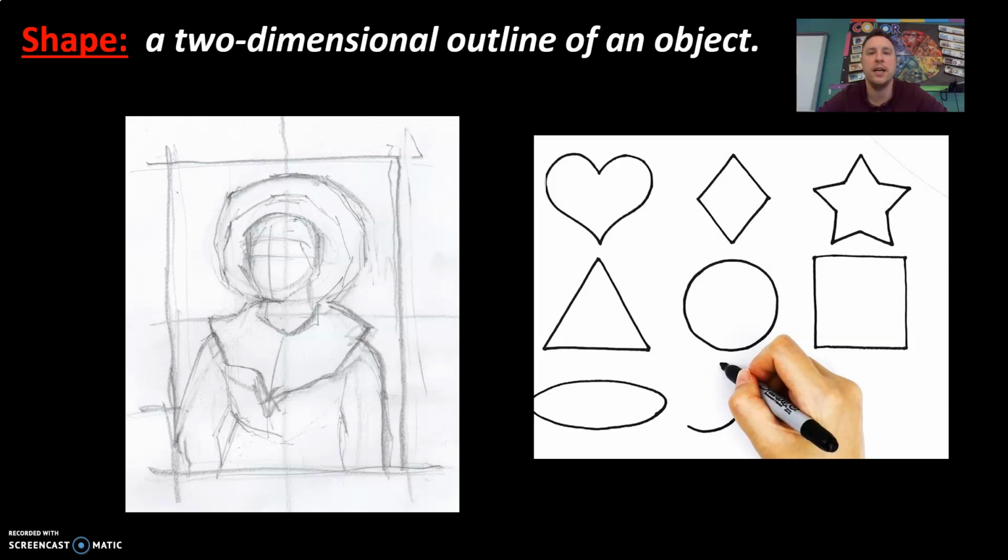It's a very quick and easy way to draw, something you should do in the beginning to make sure that everything has an exact placement and size before you start adding any detail. And we're going to be discussing that a little bit in the next slide and in the video that follows this one. All right, so shape is a 2D outline of an object. Please write that for your definition for today.